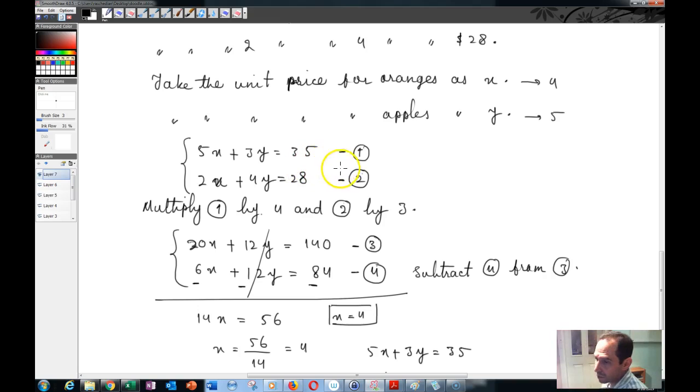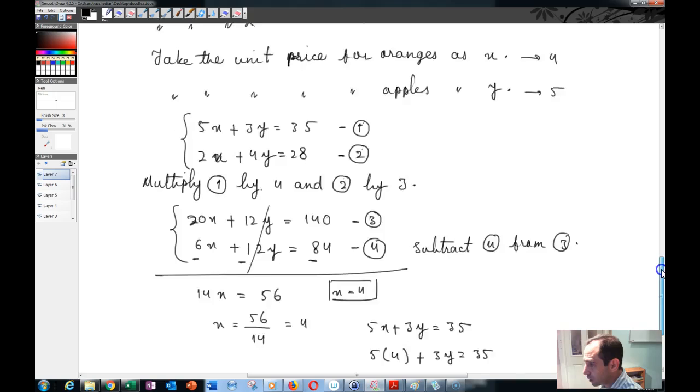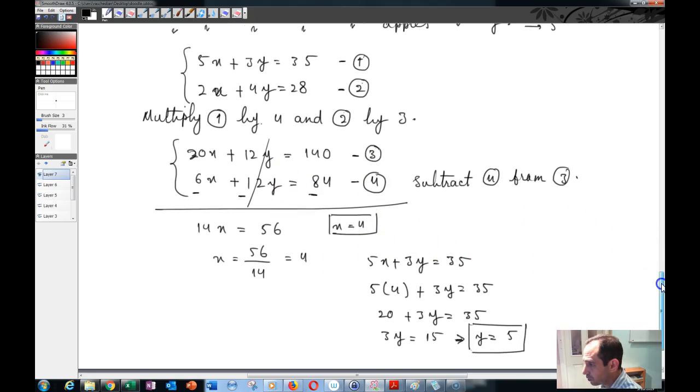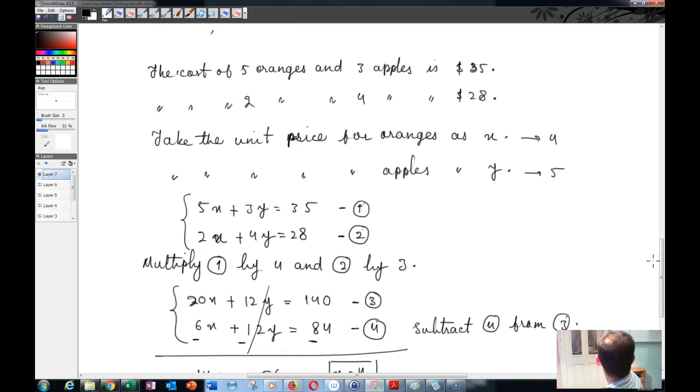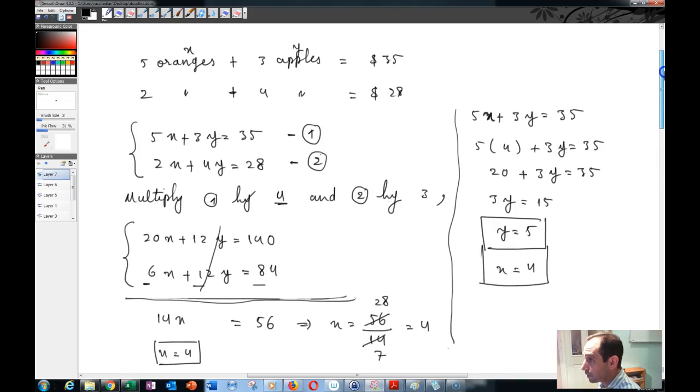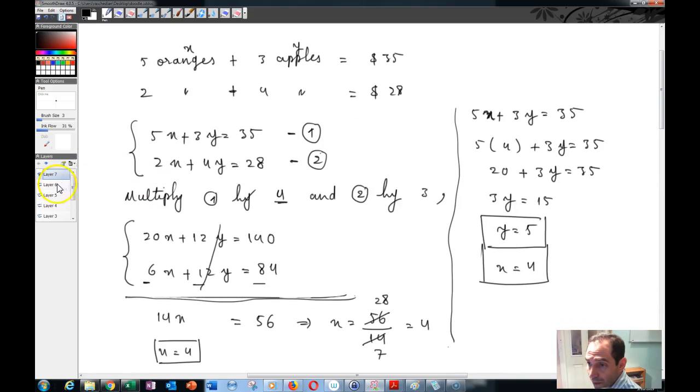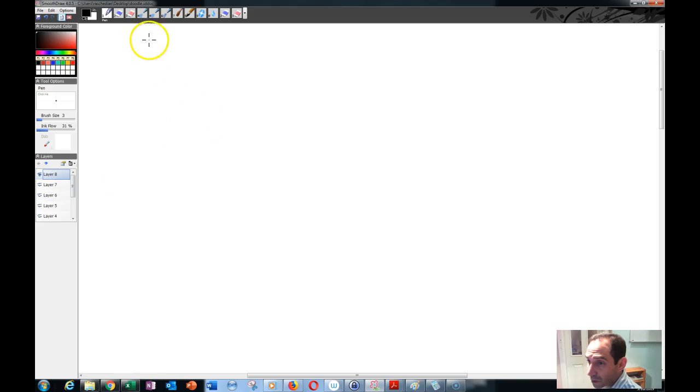Now, instead of doing all of this manually, we can also use the formula that we derived in the previous video. I can write the same set of equations: 5x plus 3y is equal to 35, and 2x plus 4y is equal to 28.